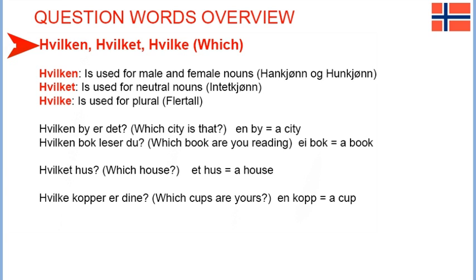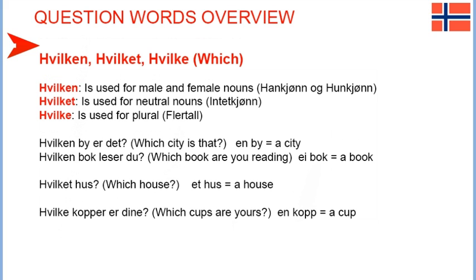The last one we are going through here is "which." This question word is a bit different from the others in the sense that it has to be conjugated based on the gender of the noun it refers to. So for "which" you have hvilken, hvilket, or hvilke. Here you can use the T in the neutral sense if you want.